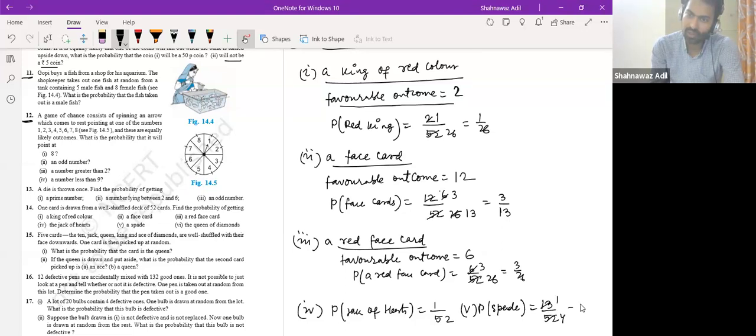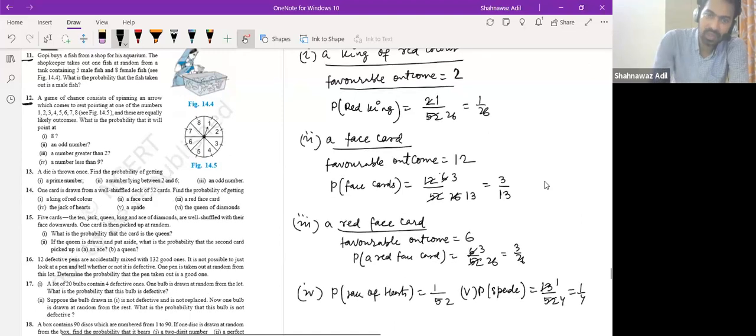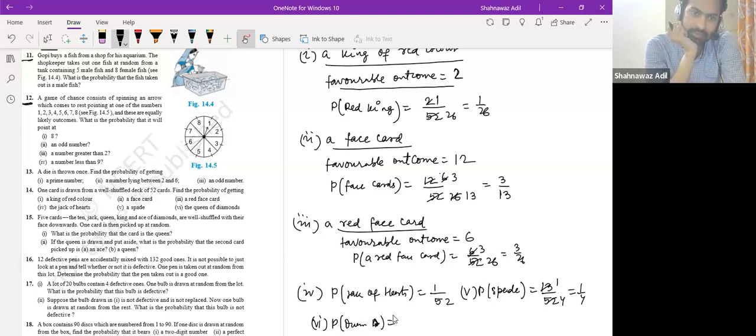So we have 13 spades, so 13 by 52. And then the queen of diamonds. What is the probability of the queen of diamonds? 1 by 52. Good, so every answer was correct. Any doubt in this question, guys? No, sir.